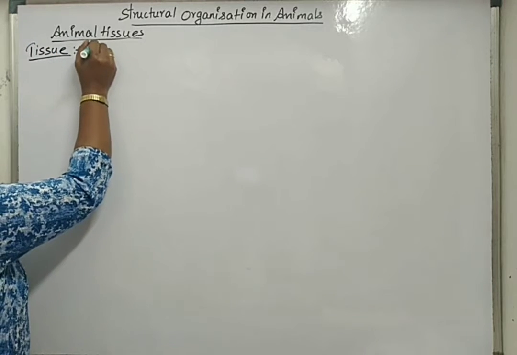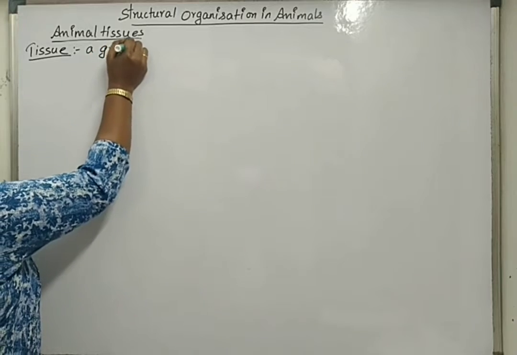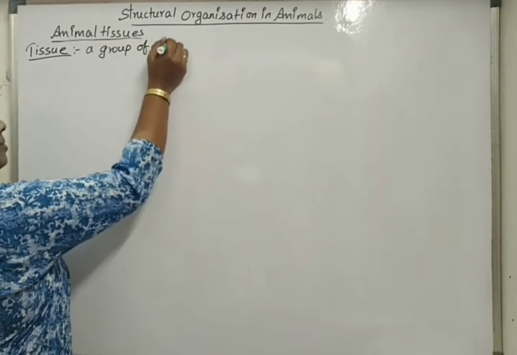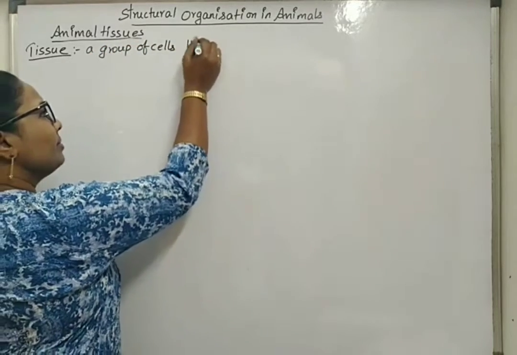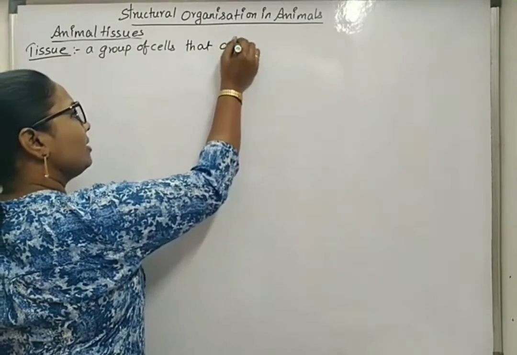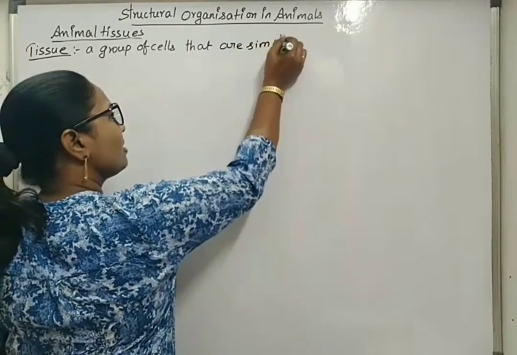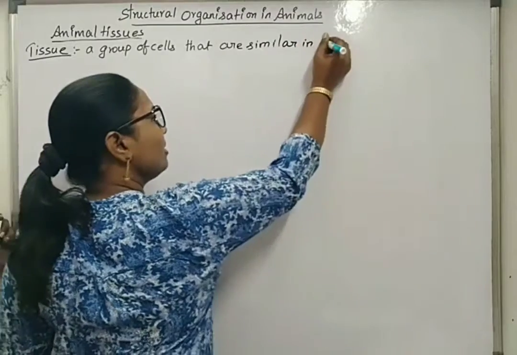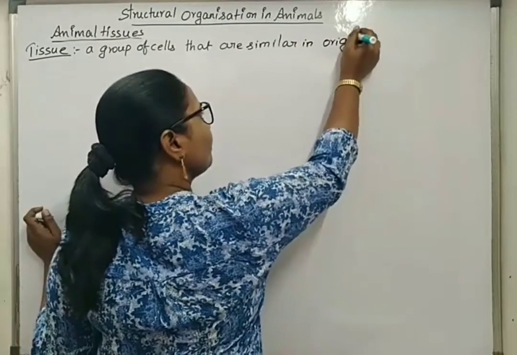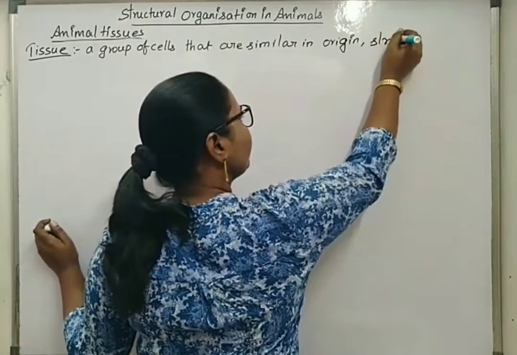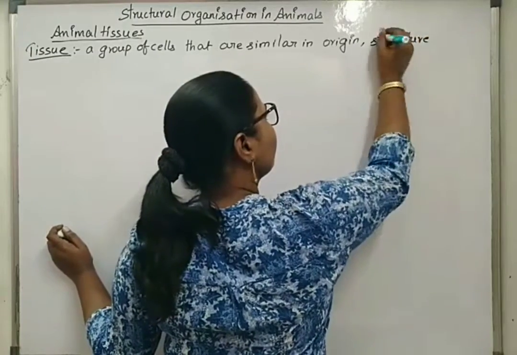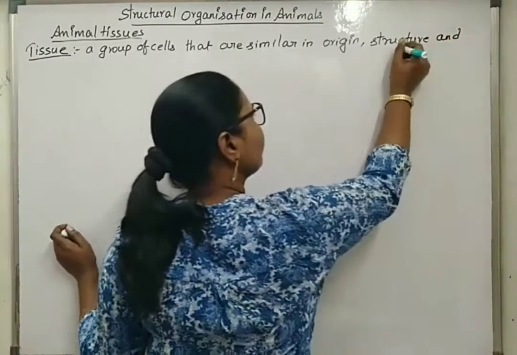A tissue is defined as a group of cells that are similar in origin, structure and function.